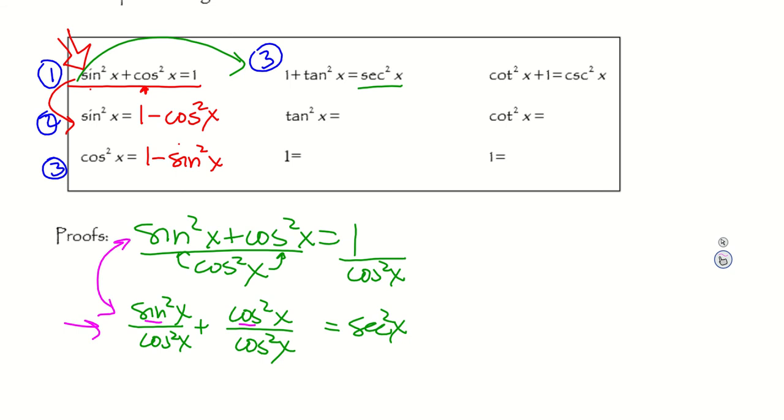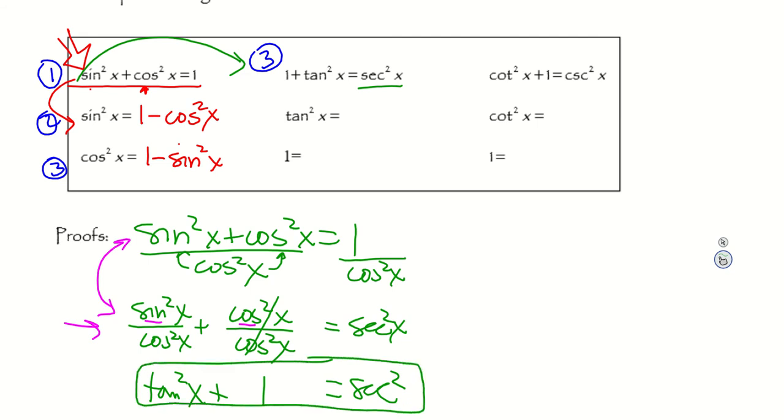If I now simplify those using our identities, our quotient identity says sine divided by cosine equals tangent, so sine squared divided by cosine squared is going to be tangent squared of x, plus anything divided by itself is 1, so I get tangent squared of x plus 1 equals secant squared of x. And this is, right, this is our third identity.